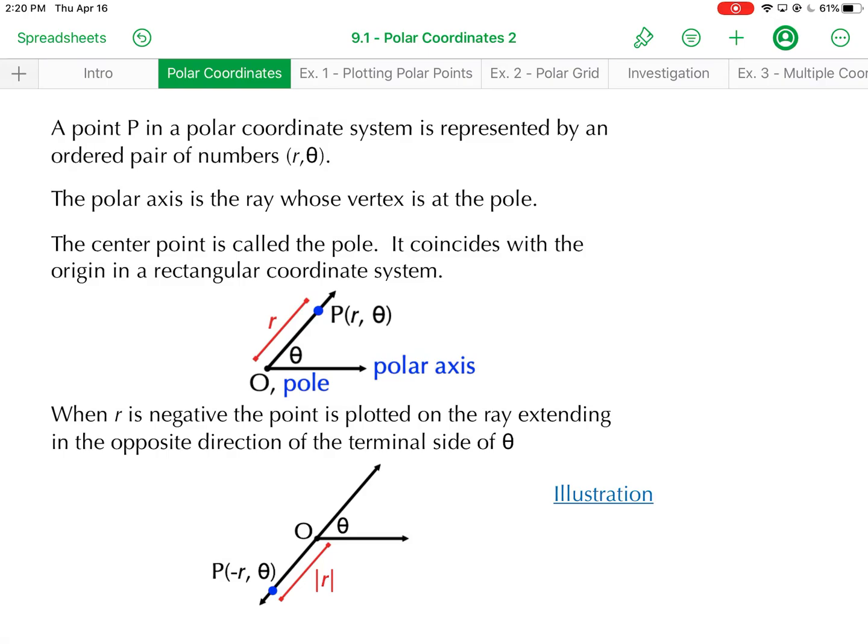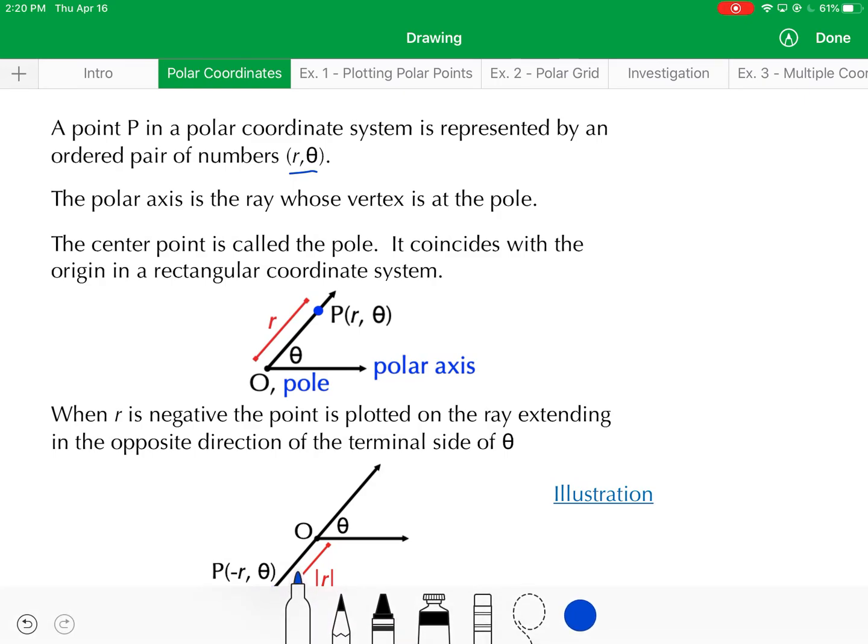You are used to plotting points when you are given rectangular coordinates. That would be when you're given the x-coordinate and the y-coordinate. So today we're introducing this entirely new coordinate system to you where the points are given with an r value and a theta value. So a point P in the polar coordinate system would be represented by an ordered pair of the numbers (r, theta), okay?